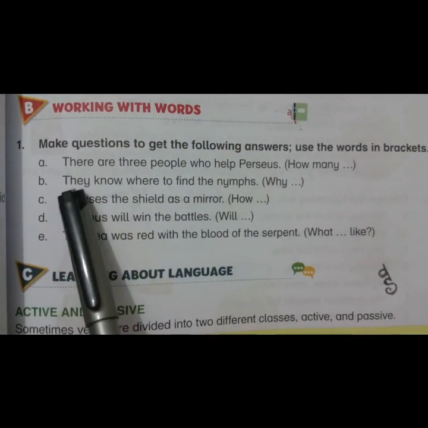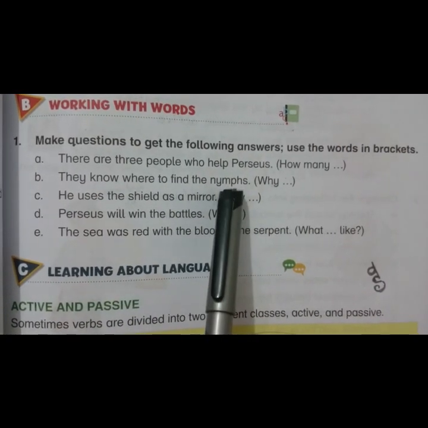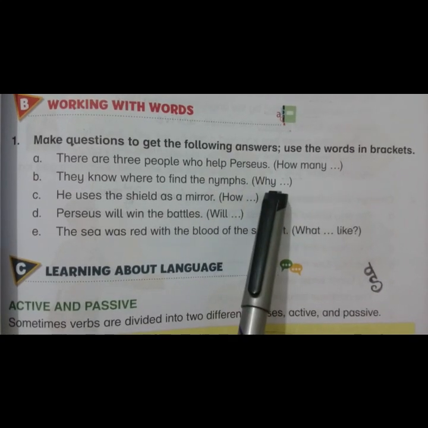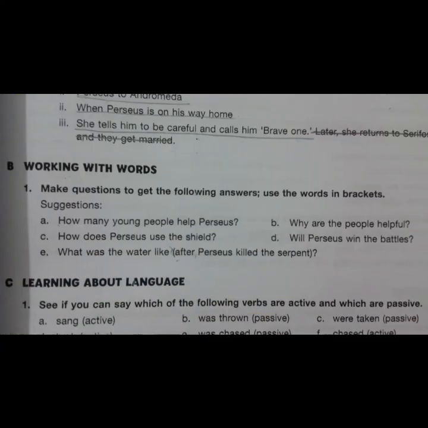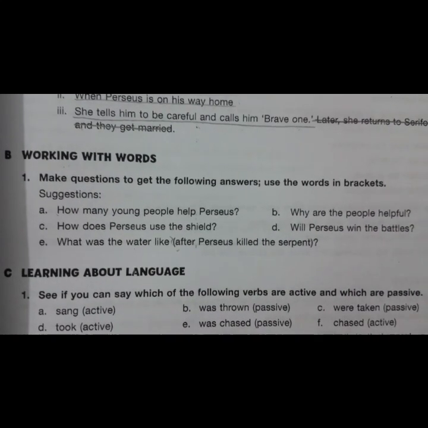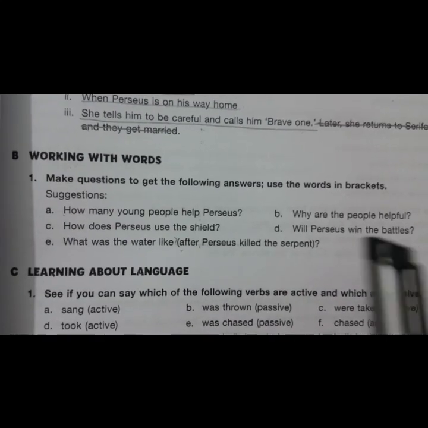The next answer is they know where to find the nymphs. The question of this answer will begin with why. So the question will be why are the people helpful? Why were they helpful? Because they actually knew where the nymphs were located.